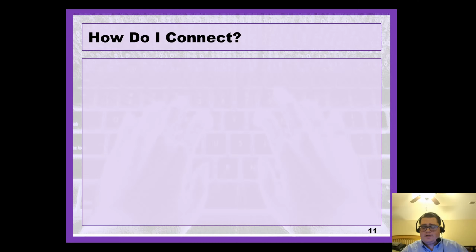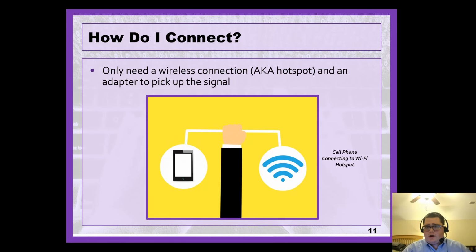So how do you connect to a wireless network? Connecting to a wireless network is pretty straightforward. Everybody's done it. You only need a wireless connection or a hotspot or something similar, and an adapter to pick up the signal. If the adapter isn't on board, which in most cases for a wireless device or a mobile device it is.